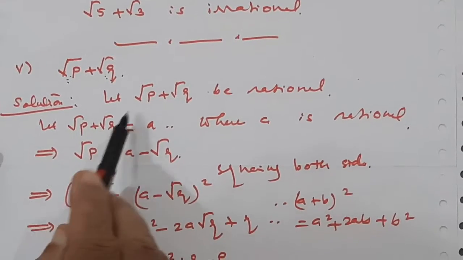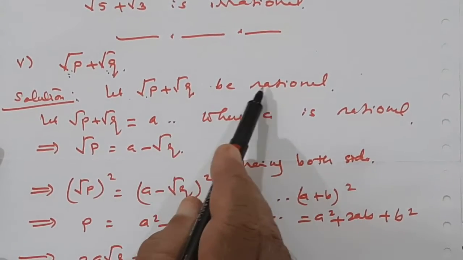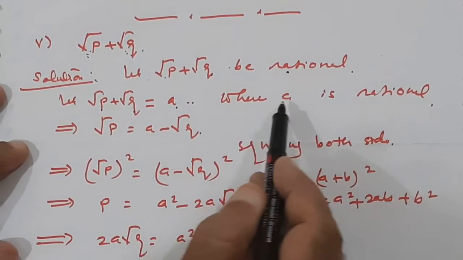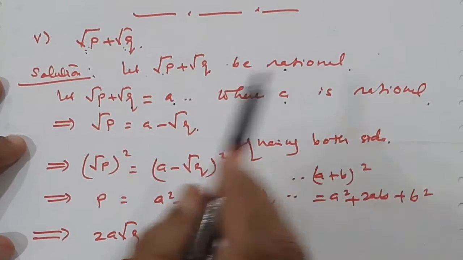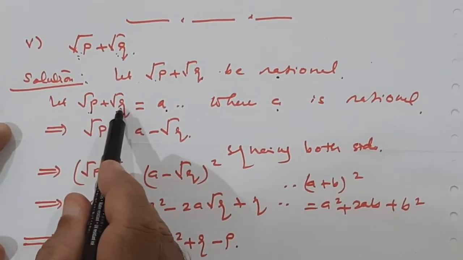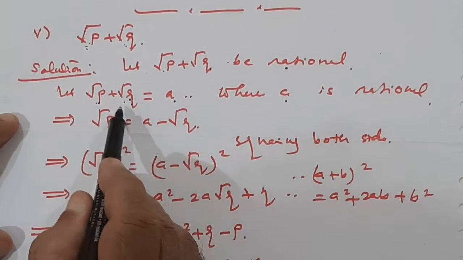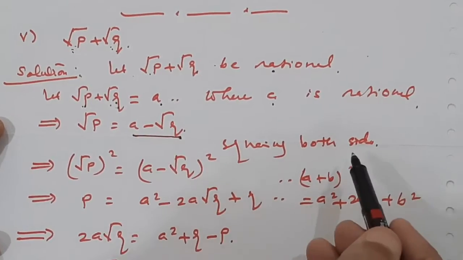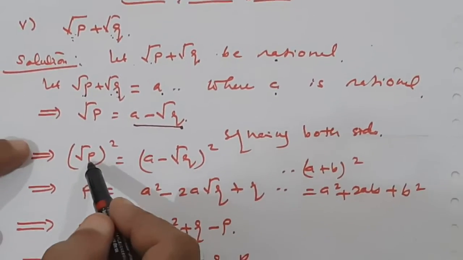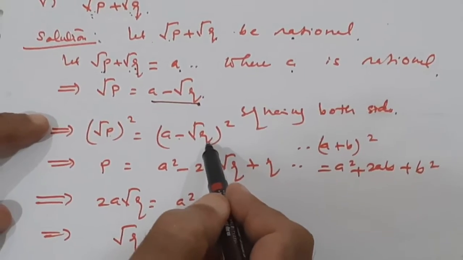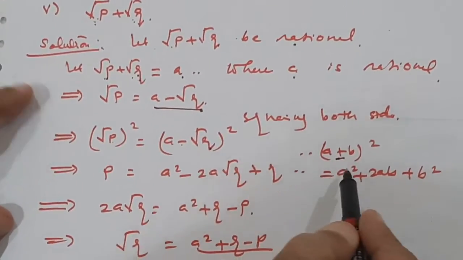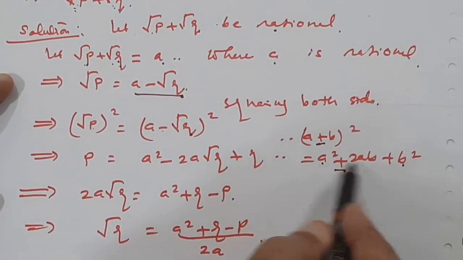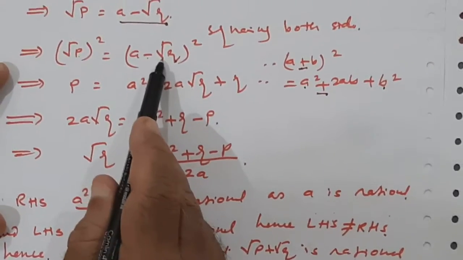Now same as this last example, but here I have taken only the variables, I mean p and q. Procedure is same. Let root p plus root q be rational. Let root p plus root q is equal to a. What is a? Rational number. Now you take any of this root p or root q to the right hand side. I have taken root q to the right hand side. So right hand side becomes a minus root q. Squaring both the sides. So again root p square is equal to a minus root q square. And again we are using a minus b whole square, that is a square minus 2ab plus b square. I explained you in the last example.